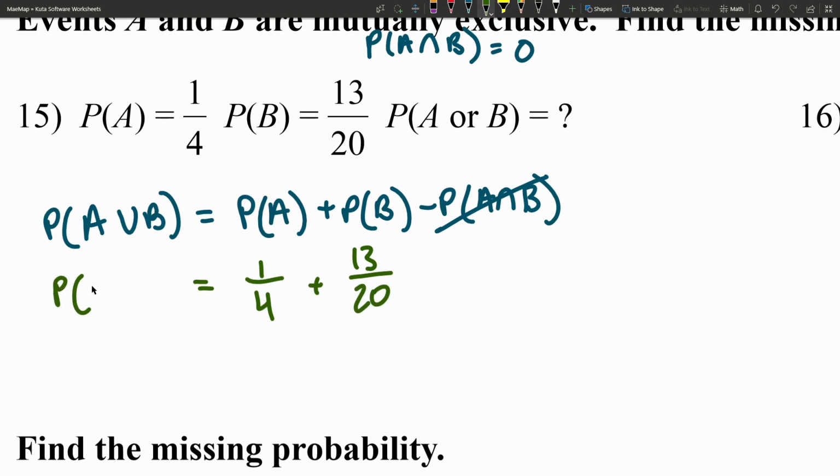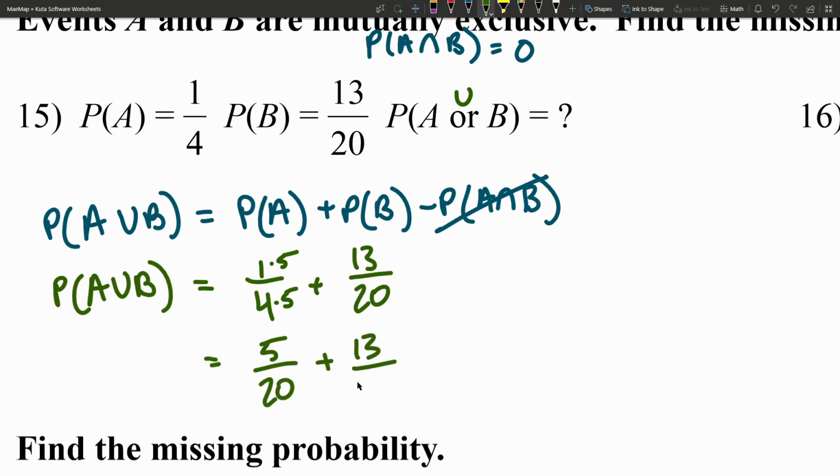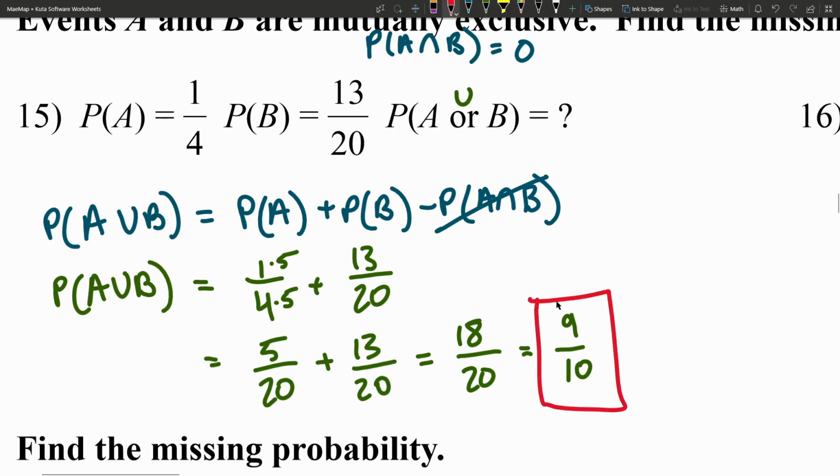And that's going to be what the probability of A union B is equivalent to, A or B. Finding a common denominator, I'll multiply this fraction by 5/5. So that's going to give me 5/20 plus 13/20. 5 plus 13 is 18, so I get 18/20, which both are even and divisible by 2. Simplifying this down, this is going to give me 9/10. So 9/10 is my solution for number 15.